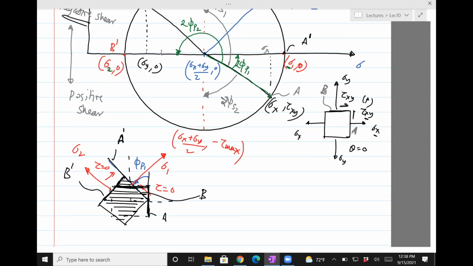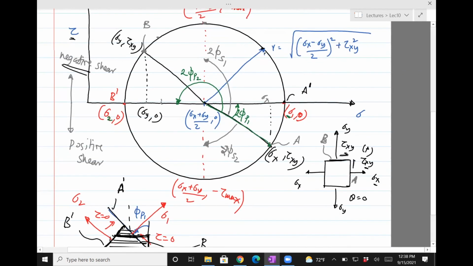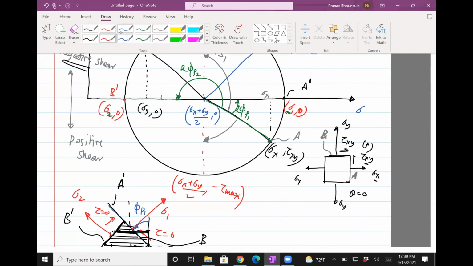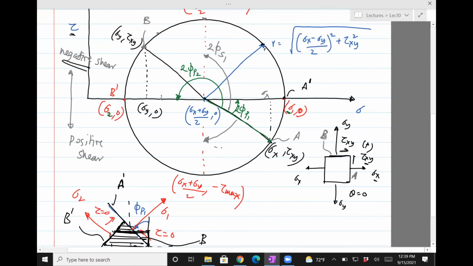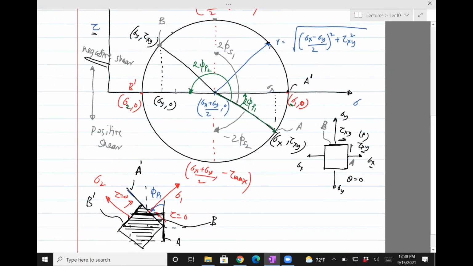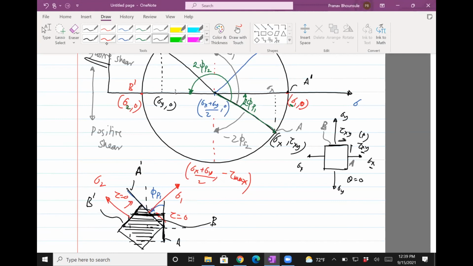Yeah, question? Just like in the circle, is that supposed to be a negative 2 phi p? Yes. I didn't know if you were trying to imply that it was an arrow or something. Oh no, minus 2 phi p. Thanks. Okay, thank you.